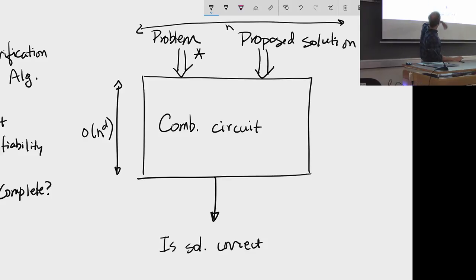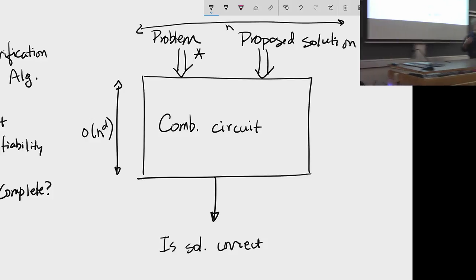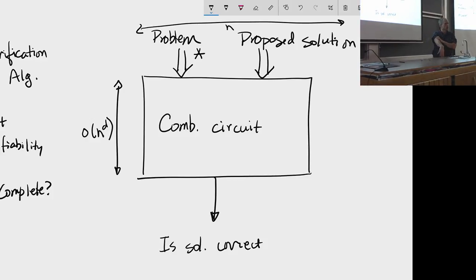And then you run this algorithm, circuit satisfiability, and find out, is there a way to set the proposed solution bits to get a 1 out the bottom? If there is, you will have solved problem X. If there isn't, you'll know the original problem X has no solution. It'll work for any problem in NP because they all have verification algorithms.